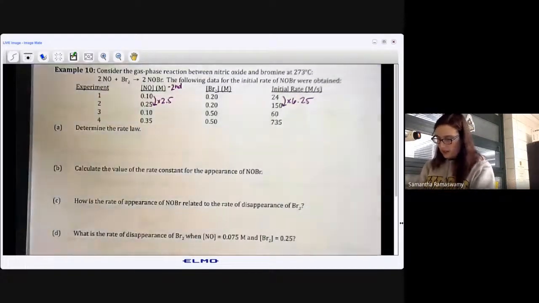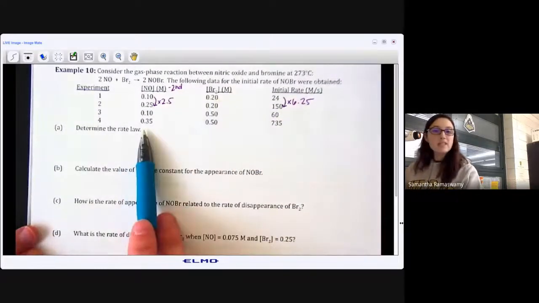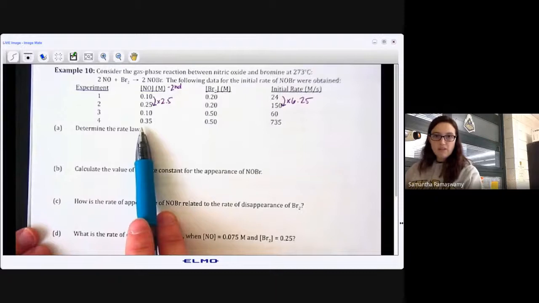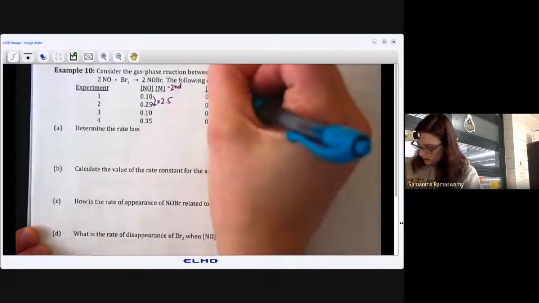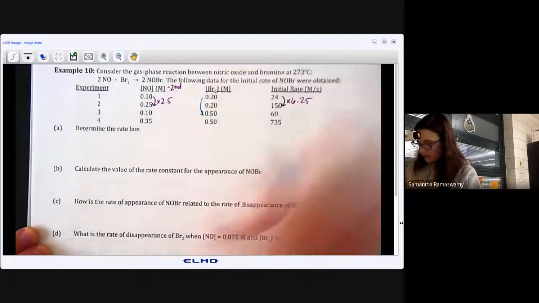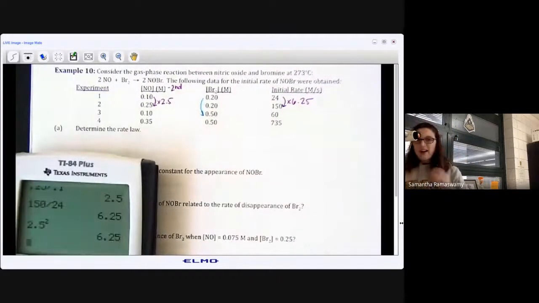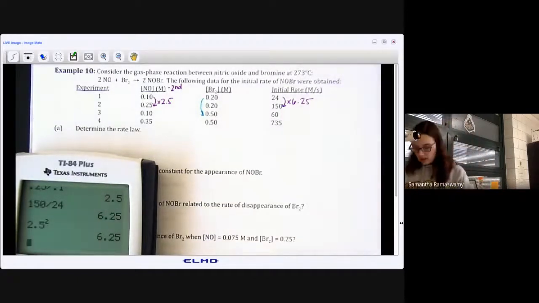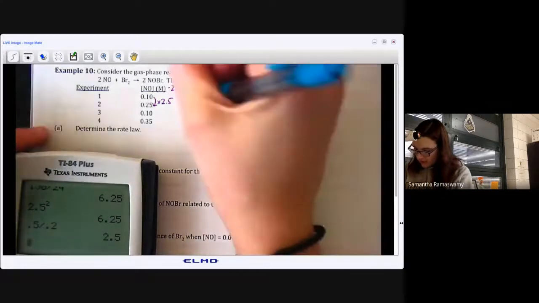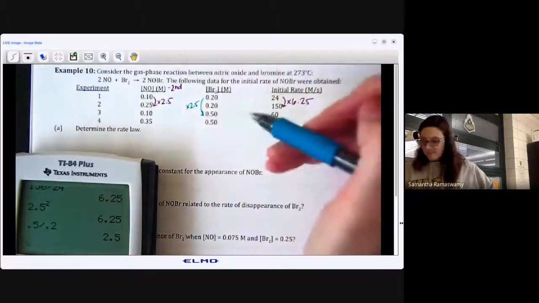I use a different color to see how Br2 changes. Remember, I want to see where Br2 changes, but I need NO to stay constant because we can only have one variable changing. So I notice that's experiments 1 and 3. From 1 to 3, 0.2 to 0.5. Remember, we're looking at a factor. We're not looking at what we need to add. We're looking at what we're multiplying by. So again, I'm going to do 0.5 divided by 0.2. That's 2.5. So if I multiply 0.2 by 2.5, I get 0.5.